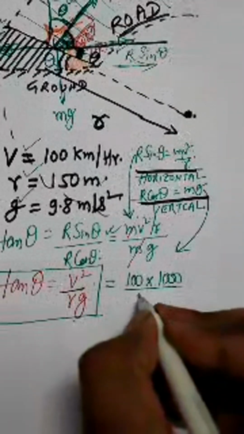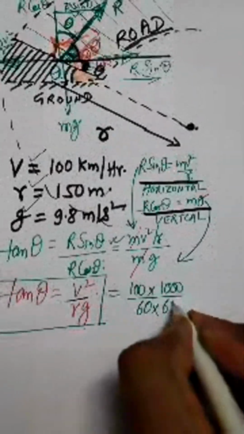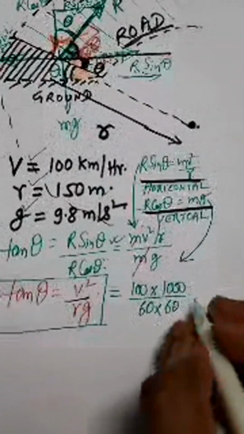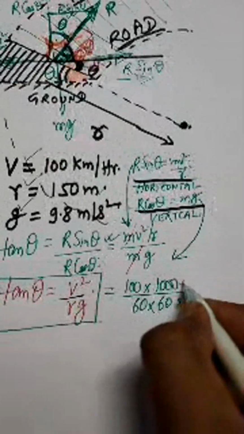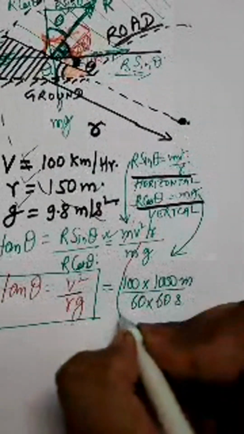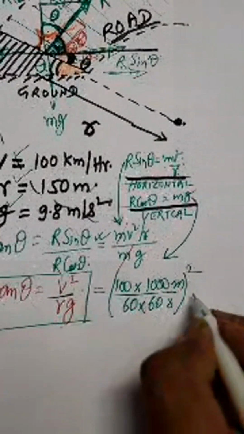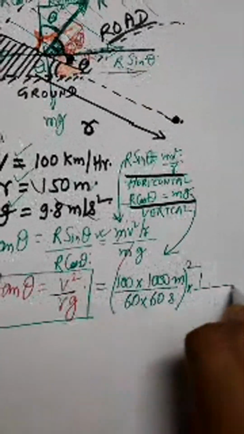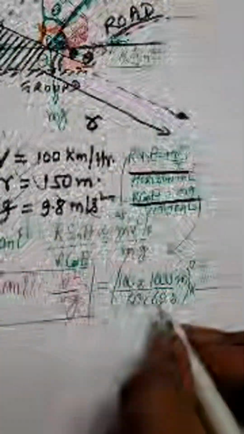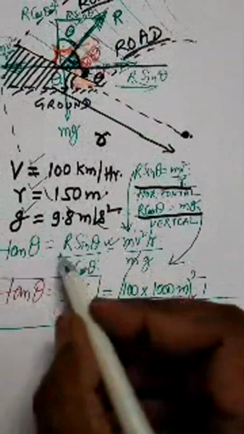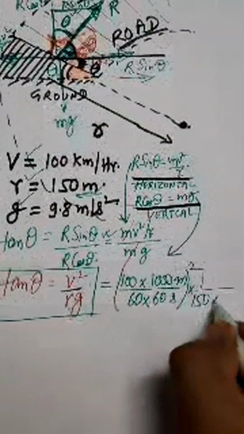In 1 hour there are 60 minutes, and in 1 minute 60 seconds. So 60 into 60 will come into the denominator, and the unit will be second, and here the unit will be meter. So this will be the value of V square, divided by Rg. That means it will be multiplied with the denominator of V square. The value of R is 150, so just write 150 into g.